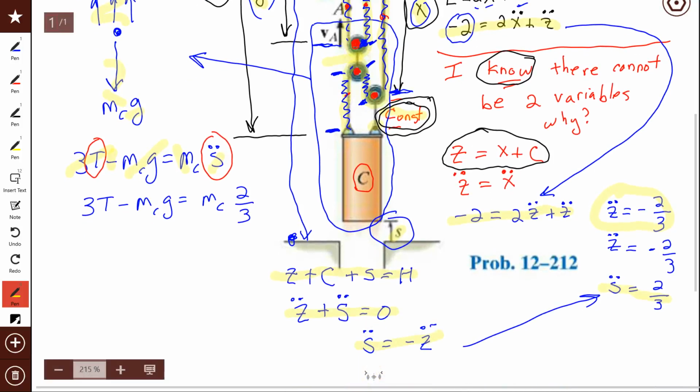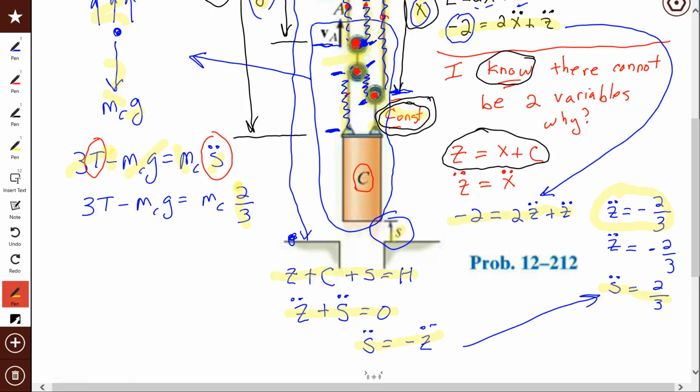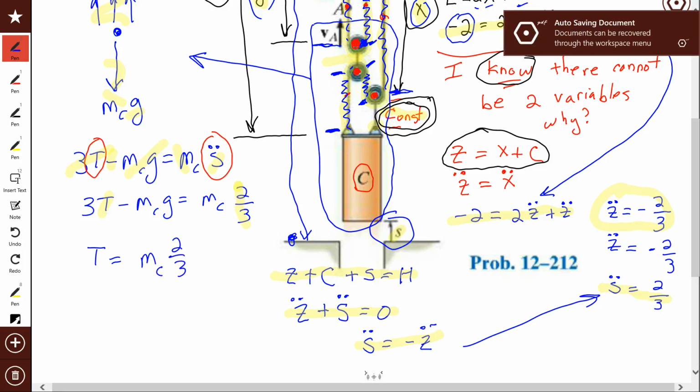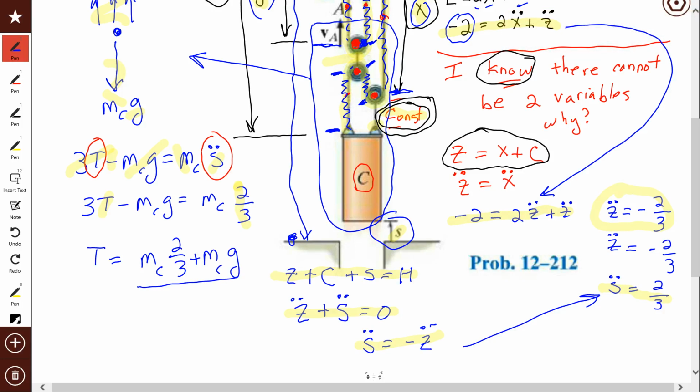Okay, so what do I do? Well, now that I know the s double dot, I put it in over here. So this term right there is the s double dot. And now I have just the one unknown, and so I just solve for this t. So the t will equal mass of c times 2/3 plus mass of c times gravity divided by 3. And that'll be your tension that's required to make this happen.